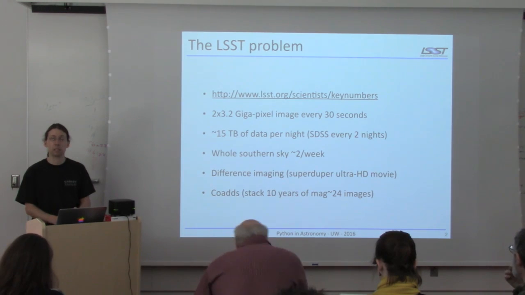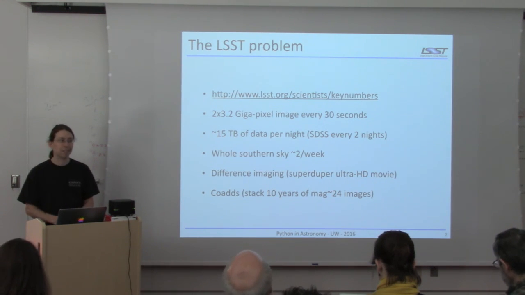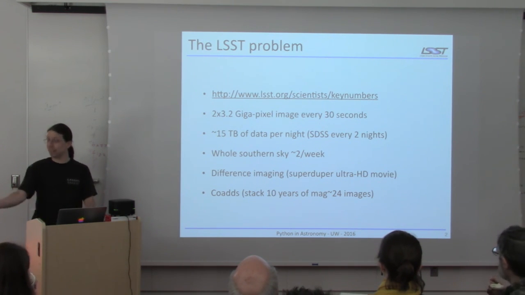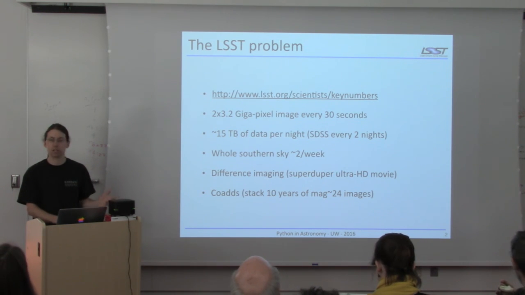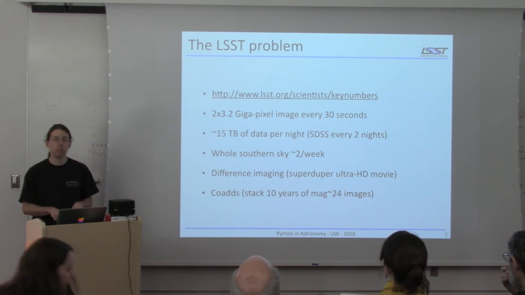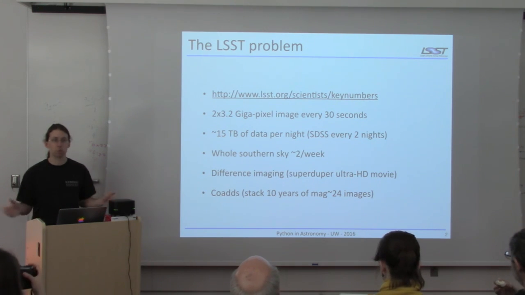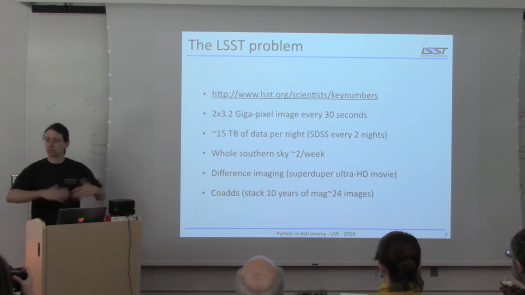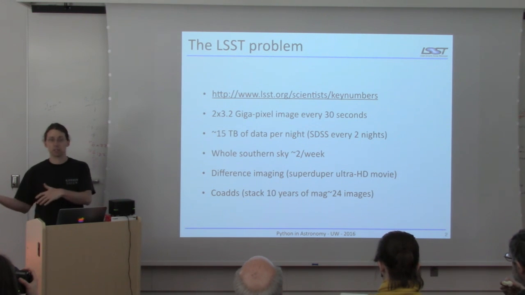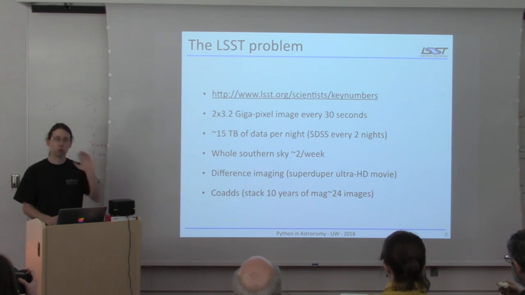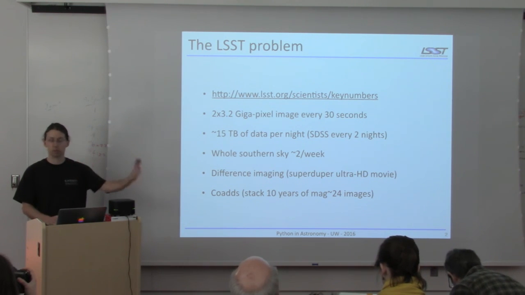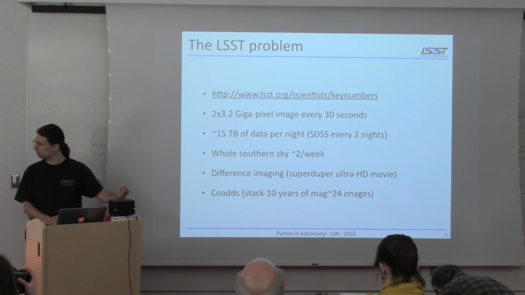That means 15 terabytes of data per night. That is 1 SDSS every 2 nights, right? The whole southern sky, more or less twice a week. We're going to do difference imaging. So that's essentially a super duper ultra mega HD movie over 10 years. And we're going to do coadds. So instead of differencing the images, you add them over 10 years and you go really, really deep. And nobody knows what you're going to find when you go to 28 magnitude? Well, we do, and we're scared of it.